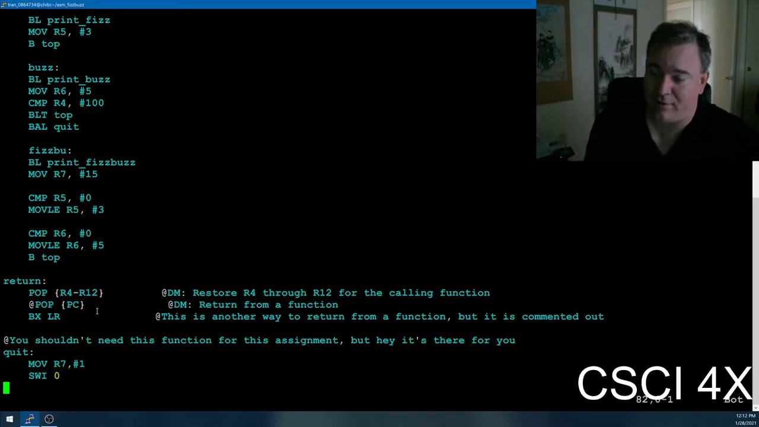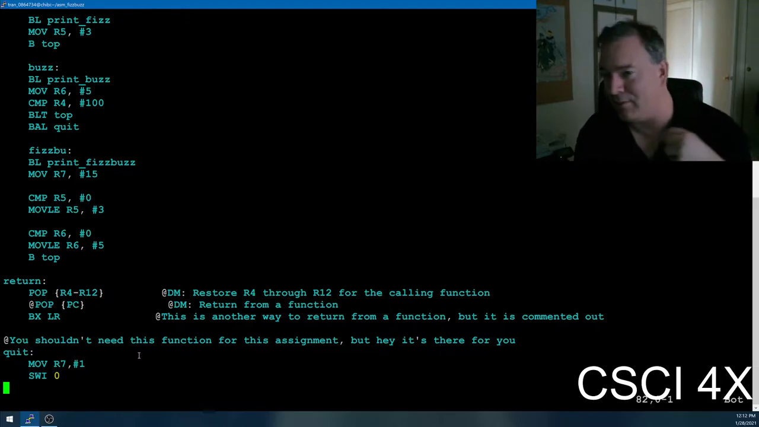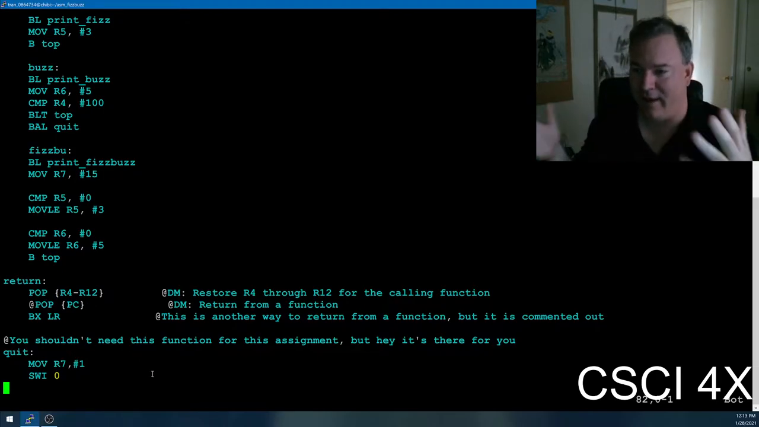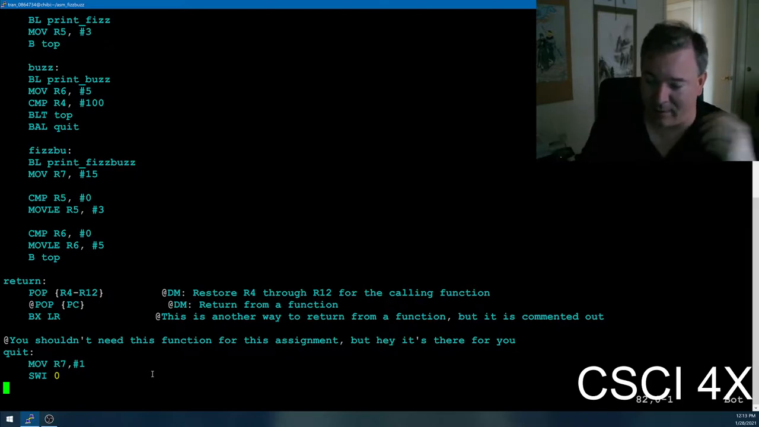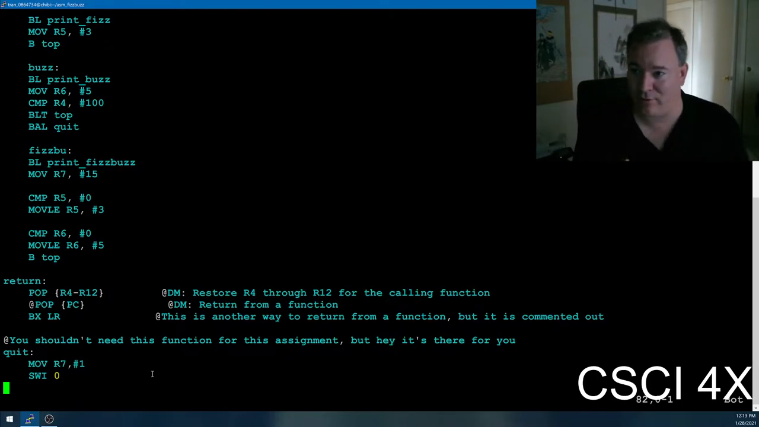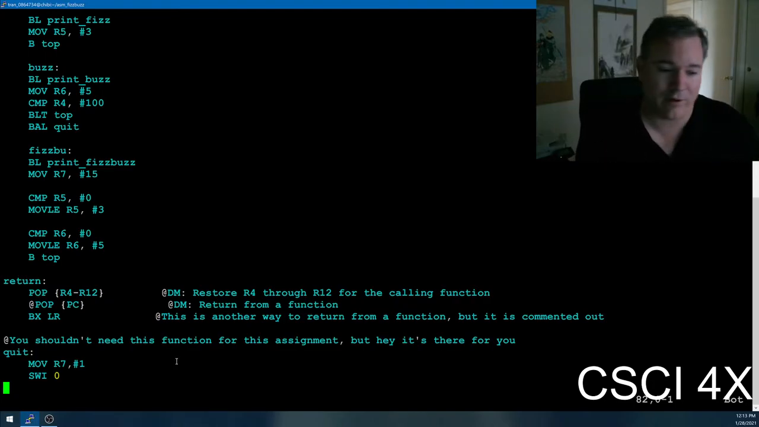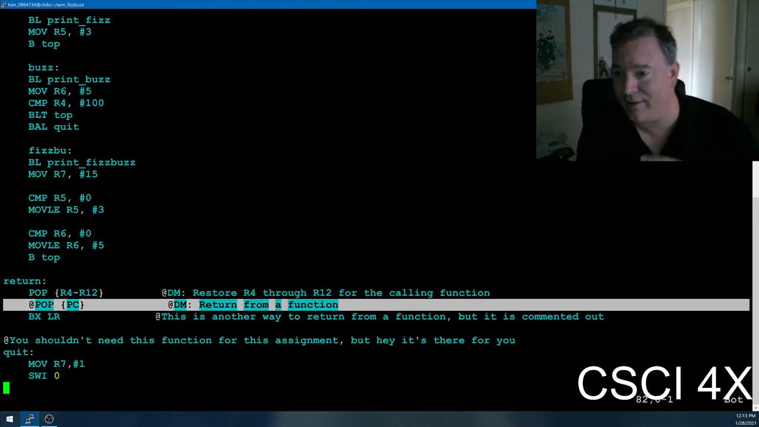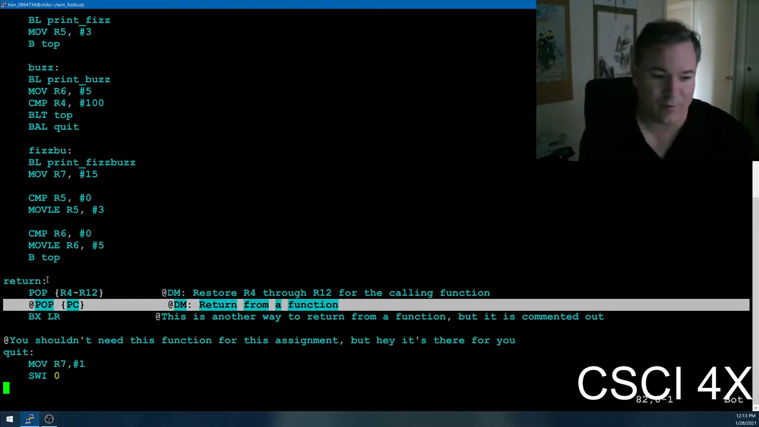The reason why this code isn't returning right is because you push the link register, and then when you pop, you pop it back into the program counter. The program counter is the next line of code that's to run, and it's a little bit more complicated than that, but that's essentially what it means: the program counter is a register that holds the next line of code you're trying to run. And so when you pop the link register into the program counter, it jumps back to wherever it was before, and that's the standard way of returning from a function.